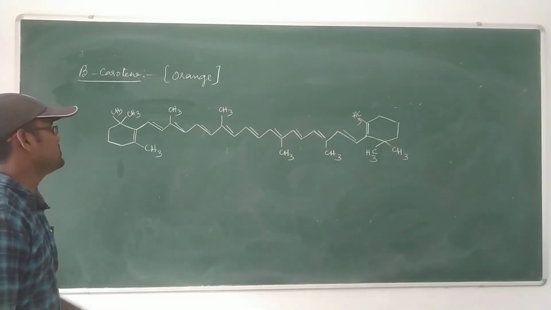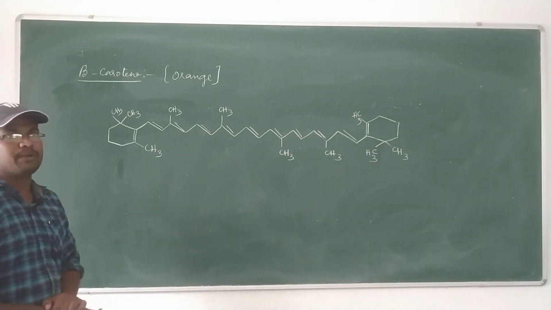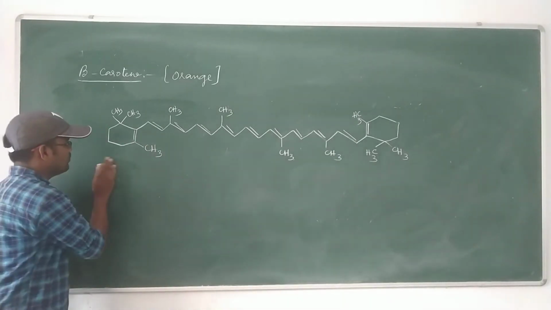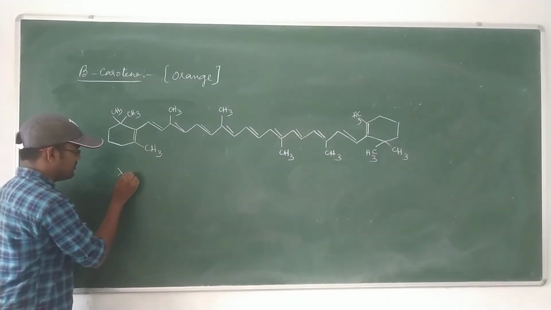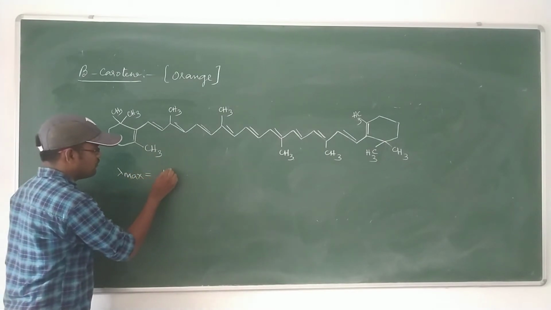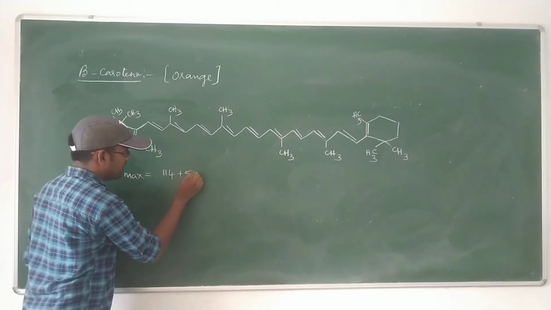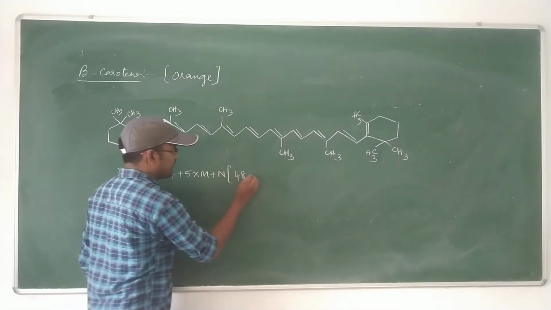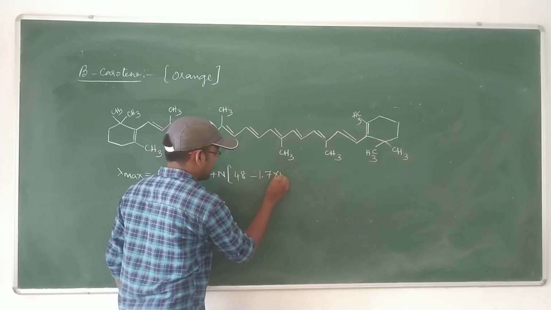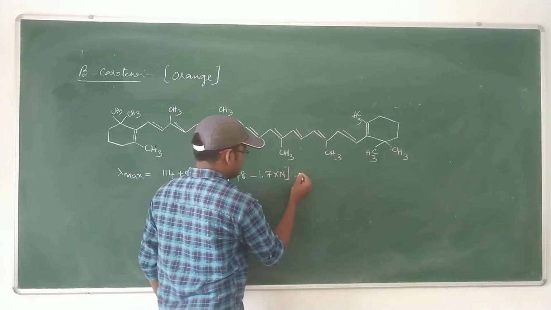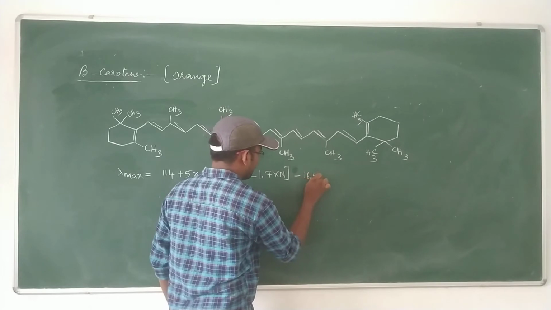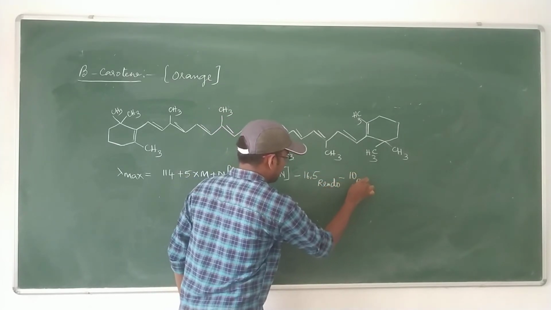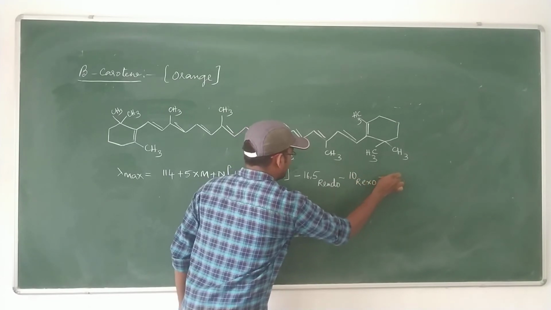So with the help of the Fieser-Kuhn equation, now we can calculate the lambda max value of the polyene, which is beta carotene. We already know the formula: lambda max is equal to 114 plus 5 into m plus n into 48 minus 1.7 into n minus 16.5 R endo minus 10 R exo, in nanometers.